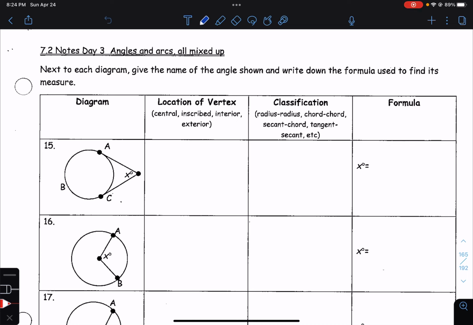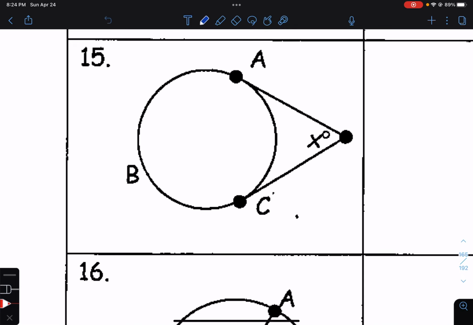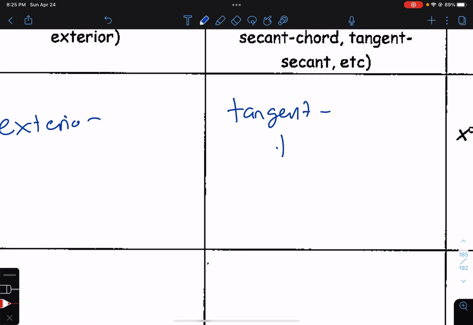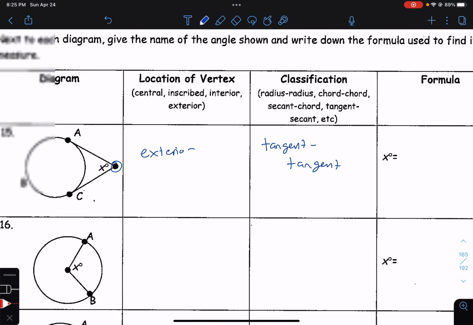So, basically, if we look at this image here, what we have is 2 tangent lines. You can see that they hit the circle at one point, and those 2 tangent lines make an angle on the exterior of the circle. So the vertex of that angle is on the exterior, and we would classify this as tangent, because there's 2 tangent lines forming that angle.